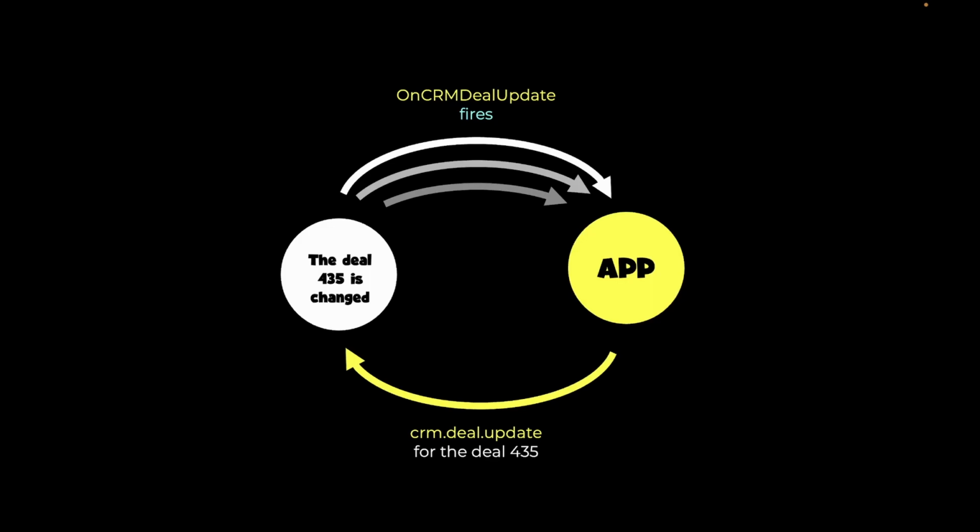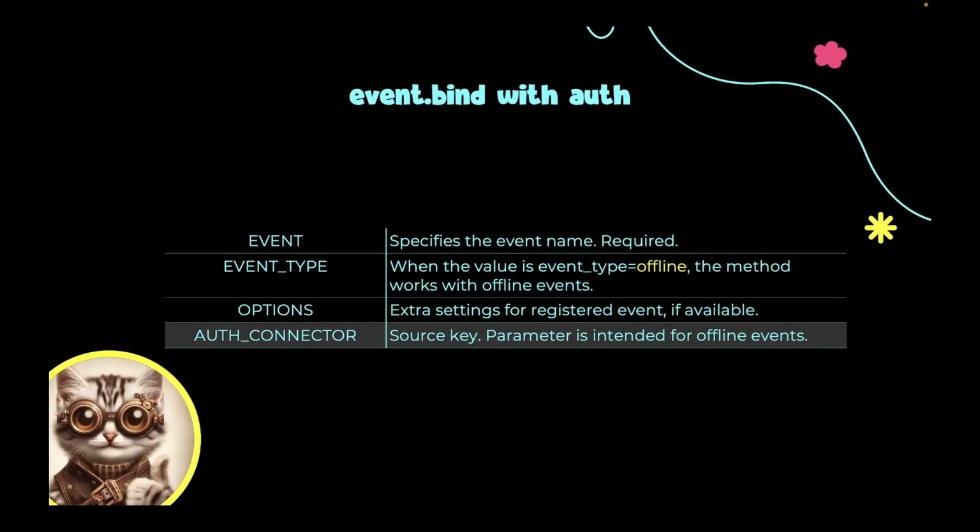When it comes to offline events, you can avoid the loop. To do so, when registering an offline event handler, you need to specify the auth connector parameter. This essentially creates a separate queue for offline events tied to a specific data exchange channel between Bitrix24 and the application. Then you should use the same parameter if you want to modify data in Bitrix24, but ensure that this change doesn't trigger another offline event.